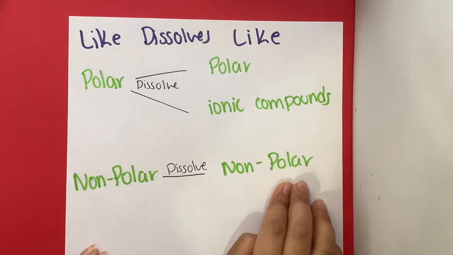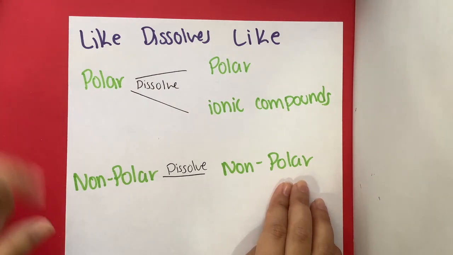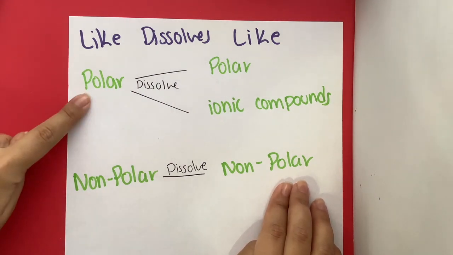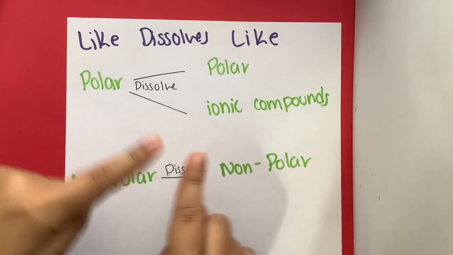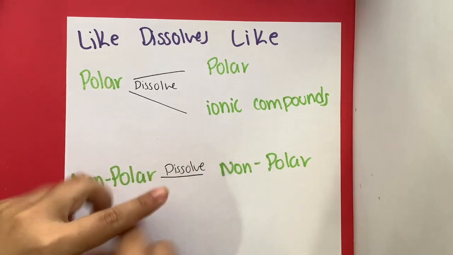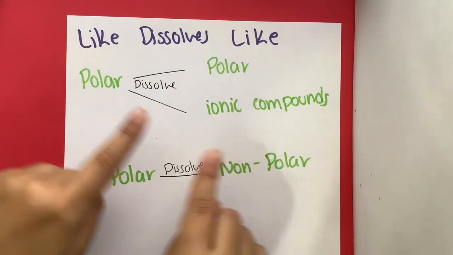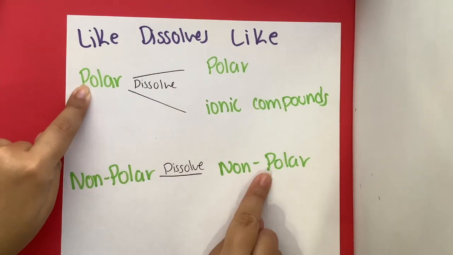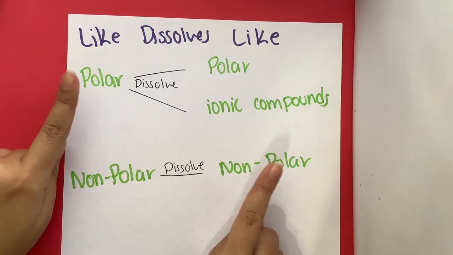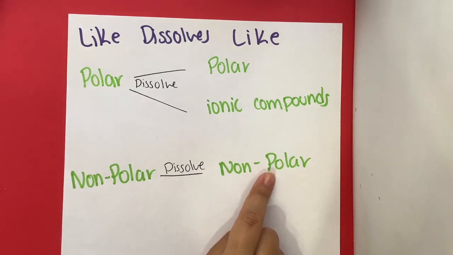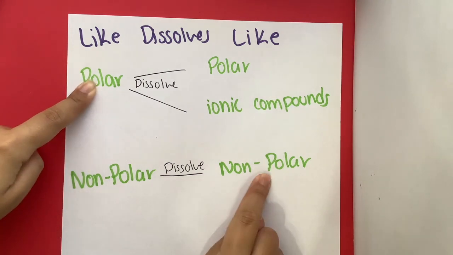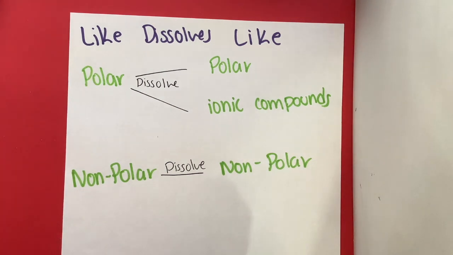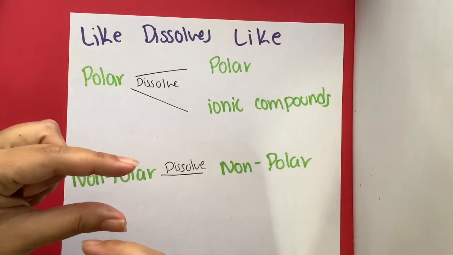That is why water and oil do not mix. Water is polar, oil is non-polar. They do not mix, so they cannot be dissolved in each other. Polar and non-polar do not mix because they don't have that positive-negative attraction. That's why when you mix water and oil, you see a heterogeneous mixture. You see the line of oil and the line of water.